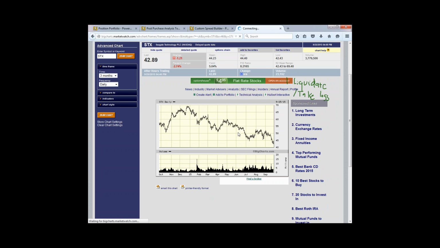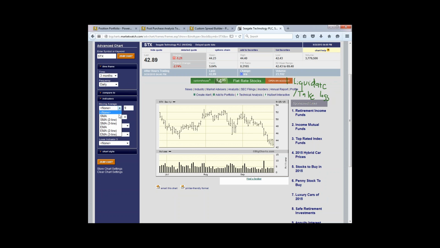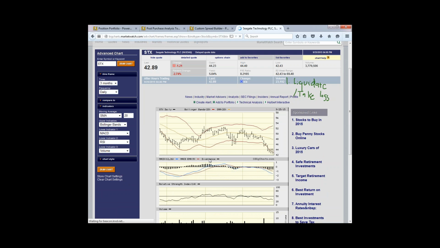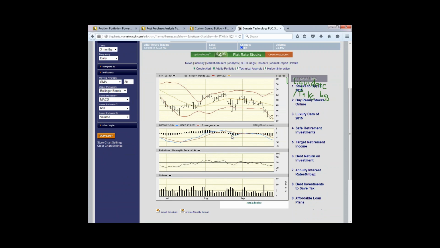Let's go to a 3-month chart here. When I've been in this position, when I saw it hit 46 and hit the lower Bollinger Band there, let me get that all set up for you. I'm going to set up an SMA 20, set up the Bollinger Bands, look at MACD, RSI, and just basic volume. There we go. So when it dropped below the lower band on or around the end of August, I figured the stock was going to recover, and it did.